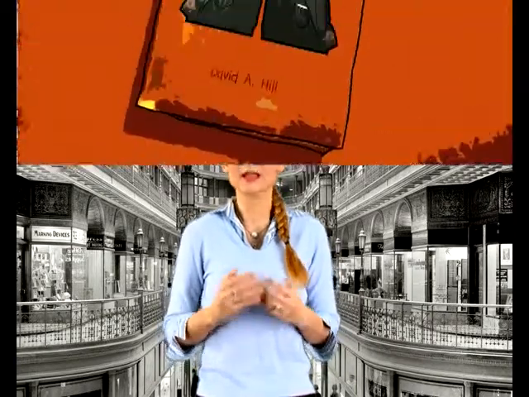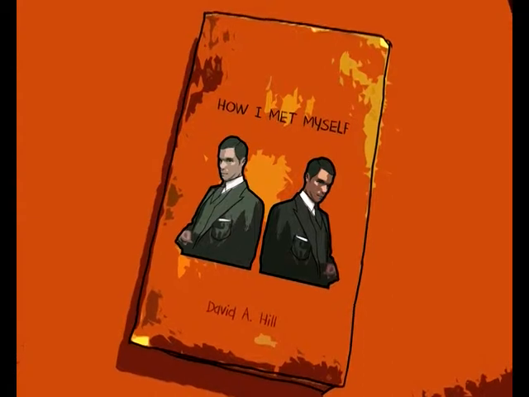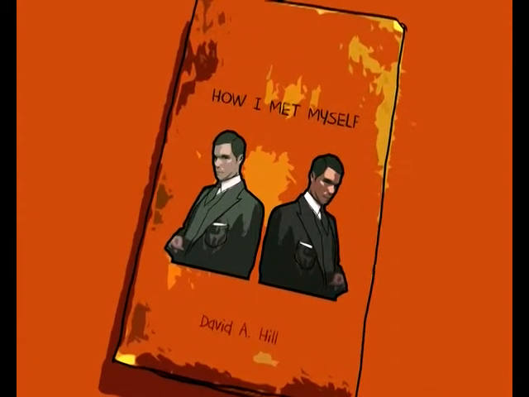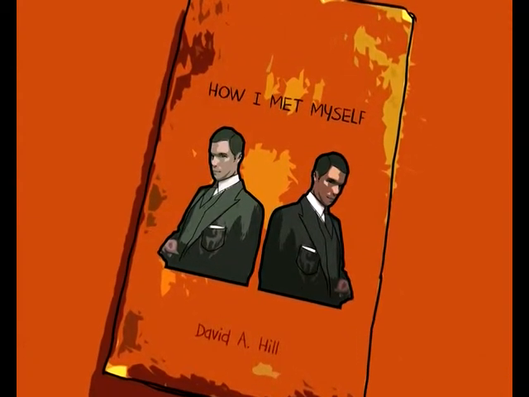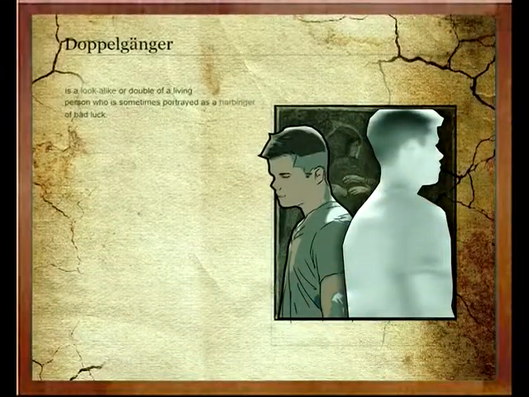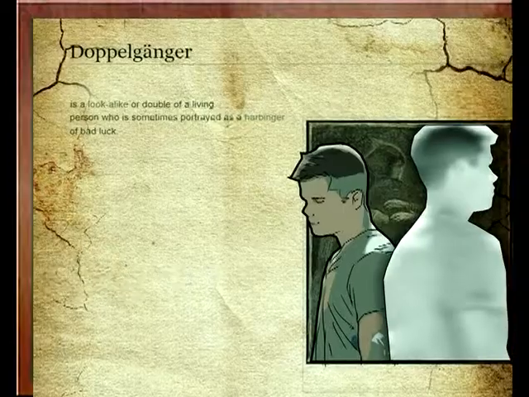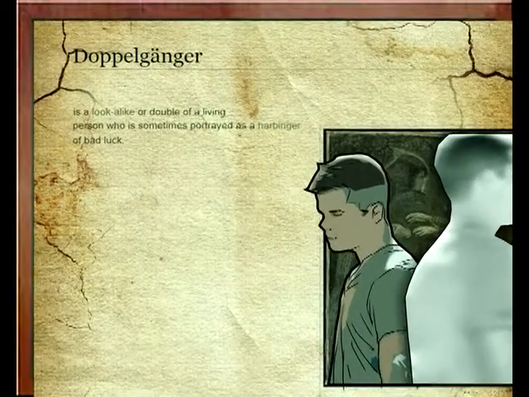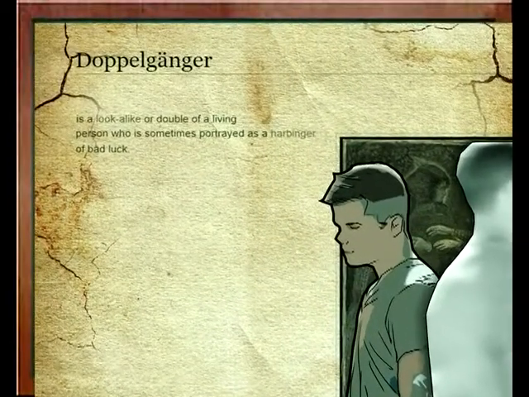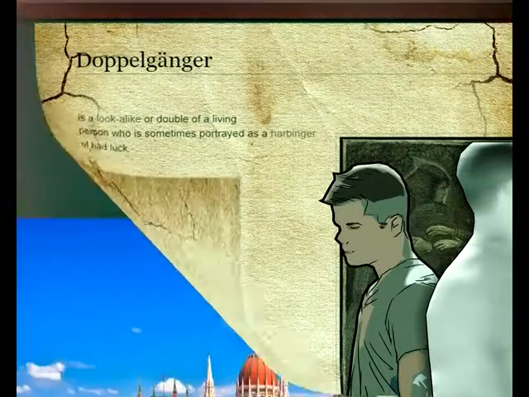David A. Hill's How I Met Myself is an intriguing novel. It tells the story of how a man's life changed after he bumped into, well, himself. This other self is actually what we call a doppelganger, a ghostly splitting image of someone that will appear as a warning of an impending disaster.